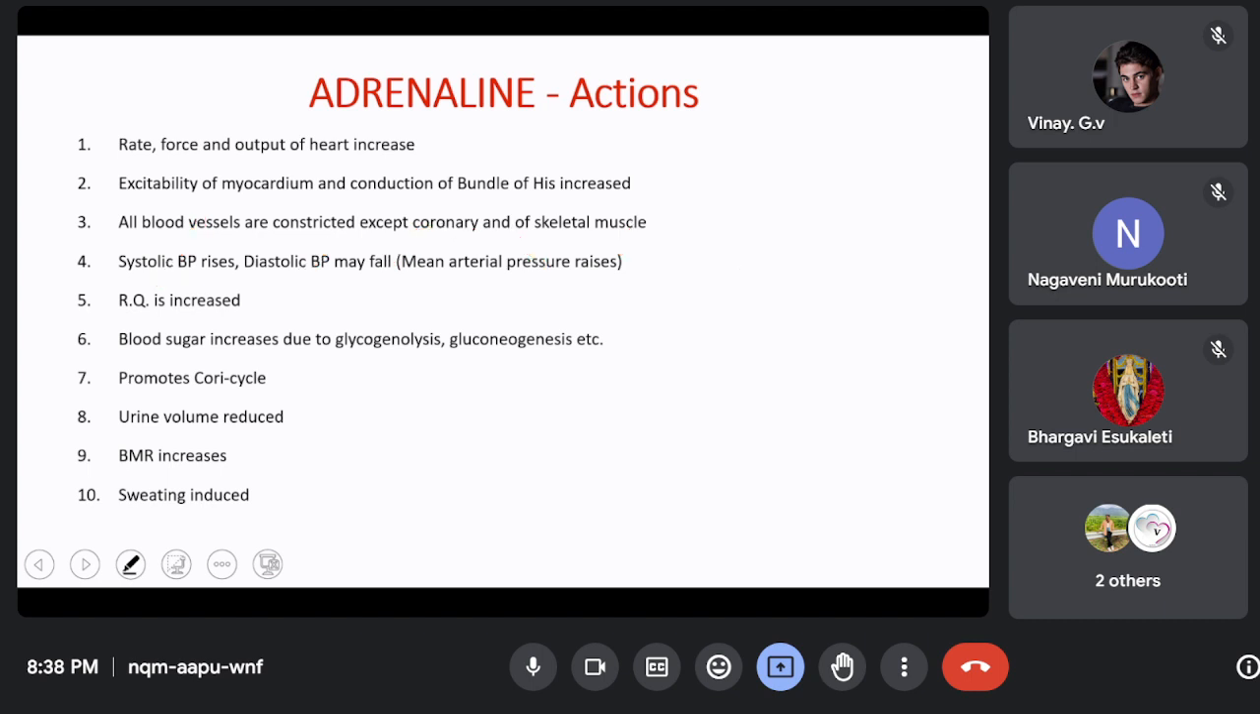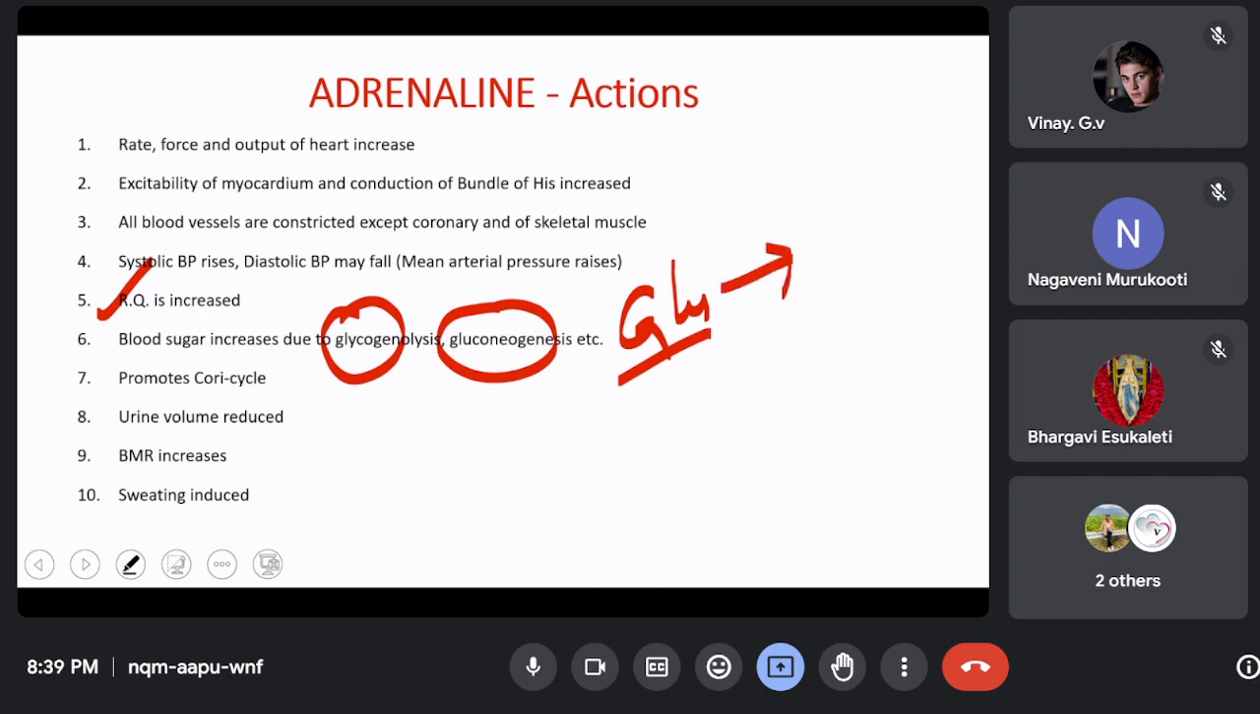At the same time, the breakdown of glucose, that means what we call oxidation of glucose, takes place, which increases the respiratory quotient. And for this, blood has to be supplied. In order to supply blood, glycogen has to be broken down, and glucose has to be formed from non-carbohydrate sources. That means adrenaline also enhances the glycogenolysis process as well as the gluconeogenesis process. That means all the processes related to glucose release, glucose transport, and finally glucose oxidation are under the control of these hormones.